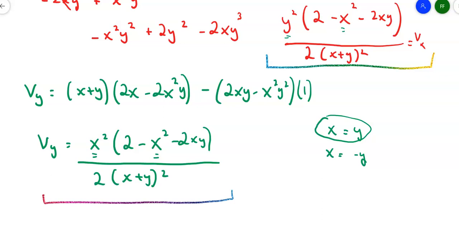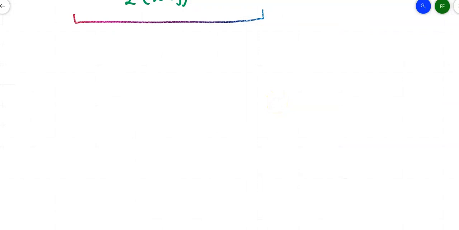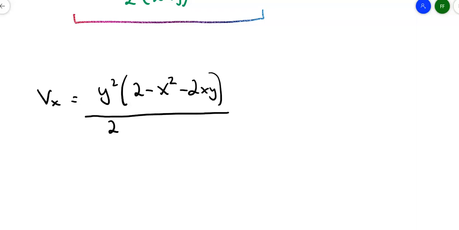Well, if I took each of these partials and set them equal to 0, right? Let's take the partial derivative with respect to x and set it equal to 0. Partial with respect to x is y squared times 2 minus x squared minus 2xy over 2 times x plus y squared. Set that equal to 0. Well, that's only going to equal 0 in two places. Either where y squared is equal to 0 or when what's in the parentheses is equal to 0.